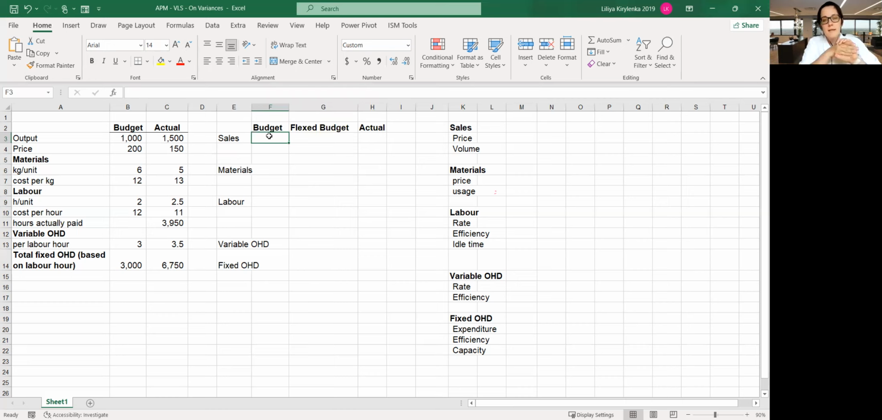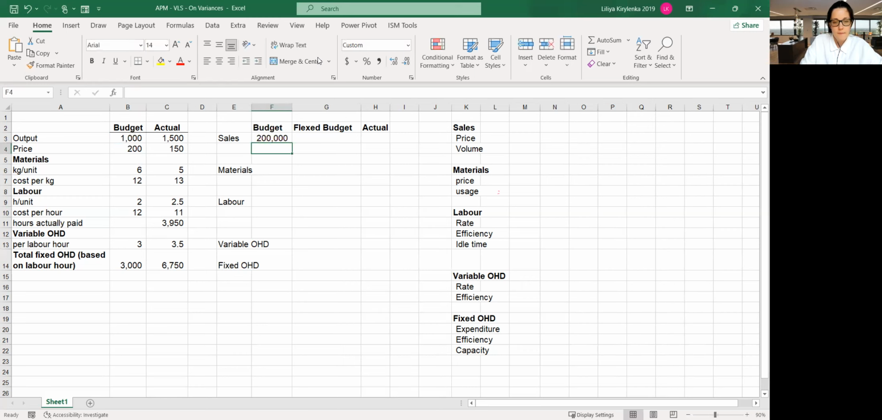Okay, and in the meantime, I will tell you where we are going. So, when we originally planned our performance, we had some budgeted figures. So we had some budgeted P&L, and let us calculate that. We budgeted sales in the amount of output multiplied by price. Let me just calculate that output and the price.